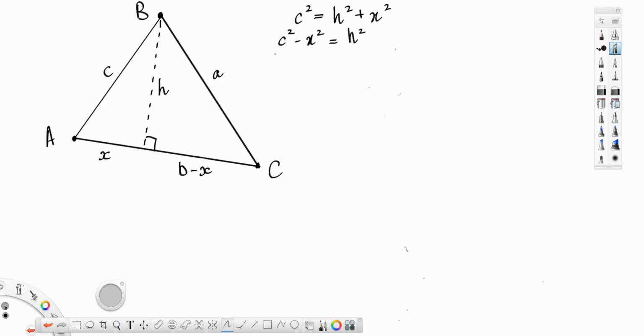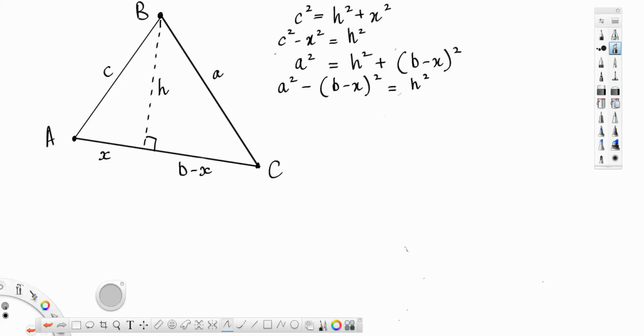Okay, now let's turn our attention to the other right angle triangle. I'll do the same thing using Pythagoras' theorem. The hypotenuse, a squared, is equal to h squared plus the other side, which is b minus x. So that'll be b minus x all squared. Again, I want to make h squared the subject, so I'll have to take that b minus x squared across to the other side. That means it'll become negative, and so I'll get a squared minus (b minus x) squared equals h squared.